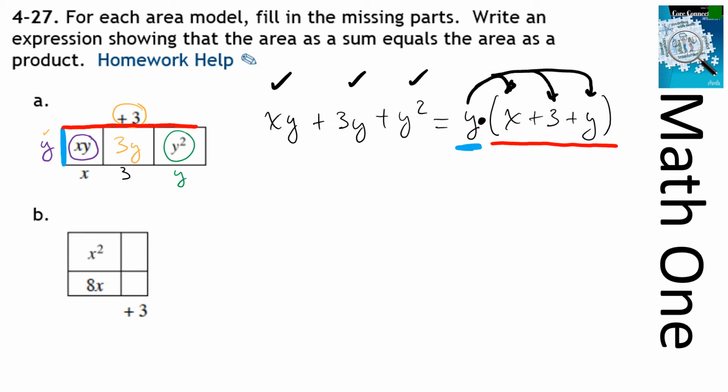Okay, so now that we've looked at one of these, I think the second one might be a little bit simpler. I hope so anyways.